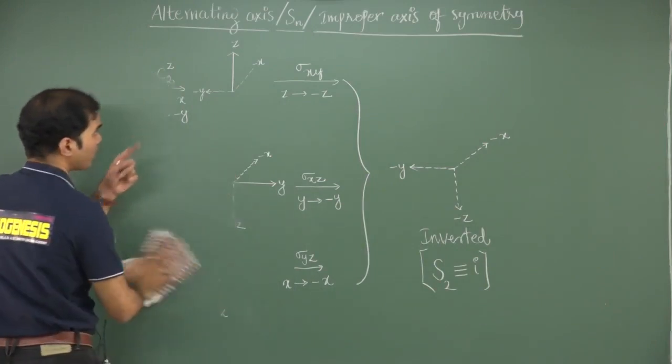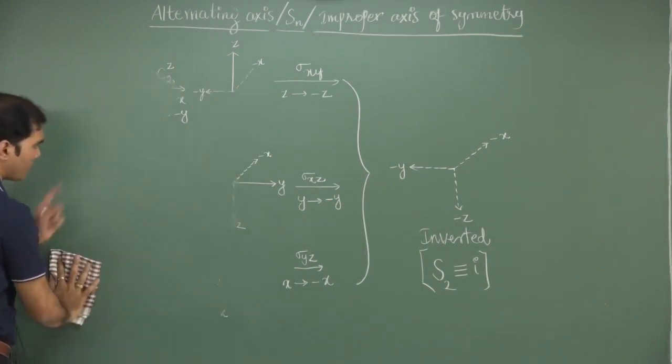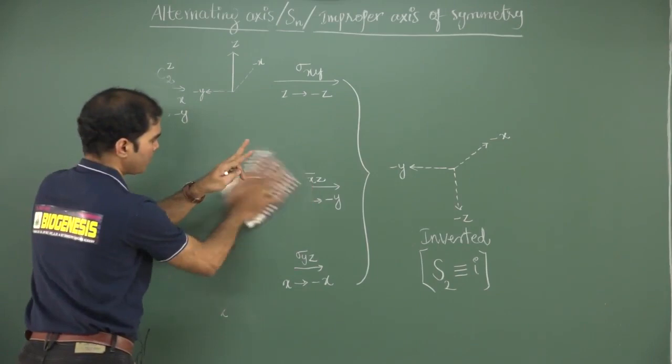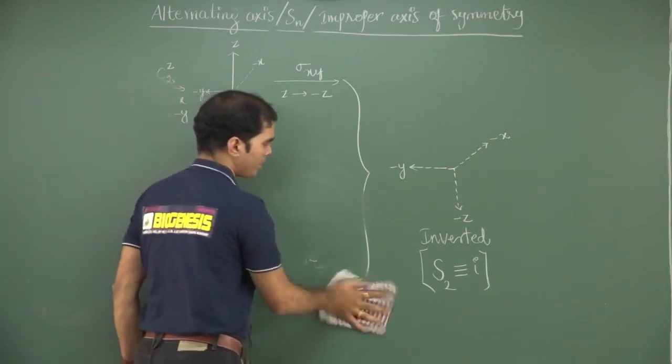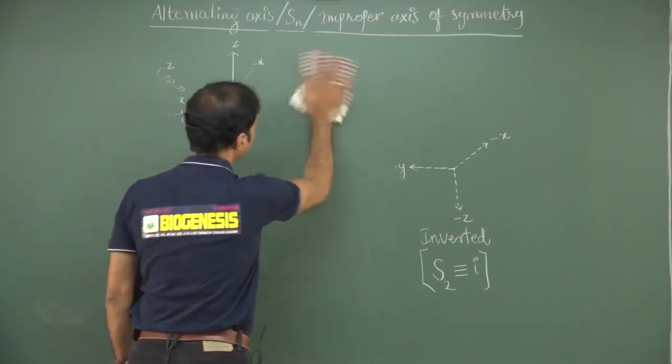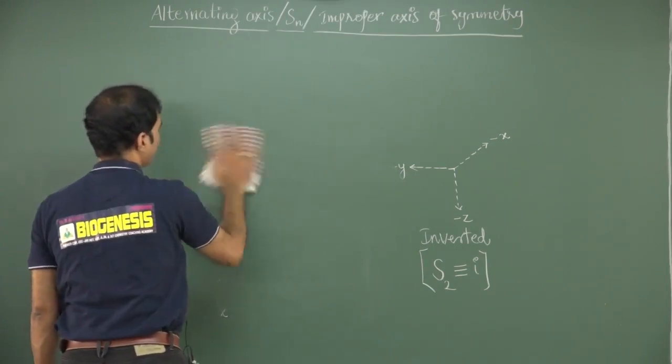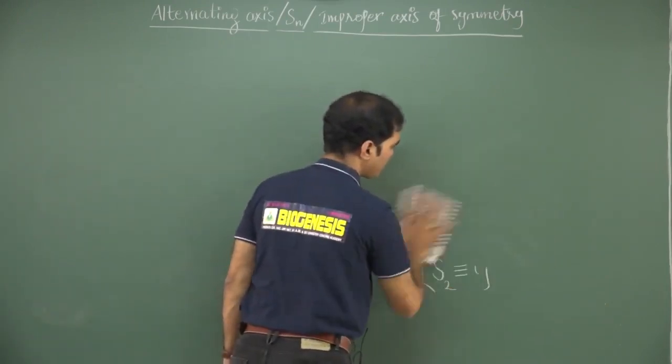And the reason for calling it an alternating axis is the rotation is being alternated by reflection. Reflection gets alternated by rotation. So one operation is being alternated by another operation. You can call it an alternating axis of symmetry.